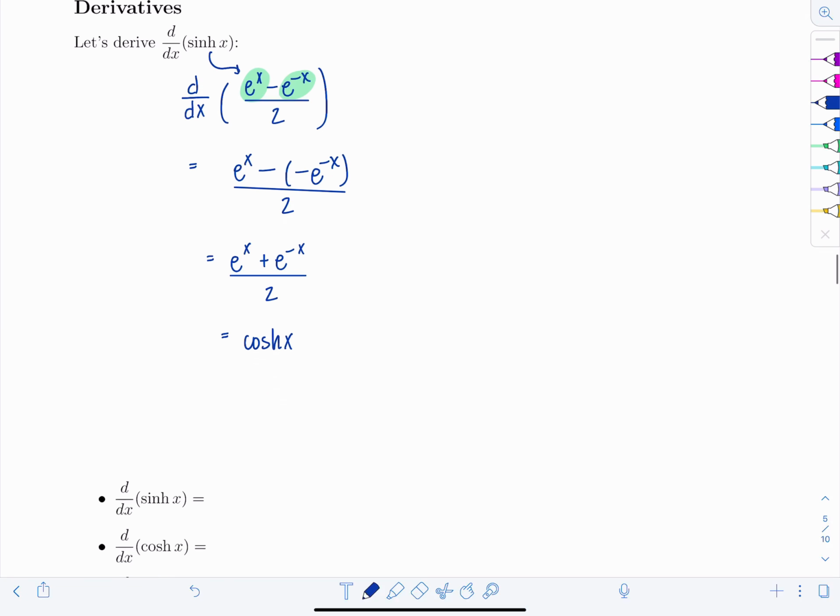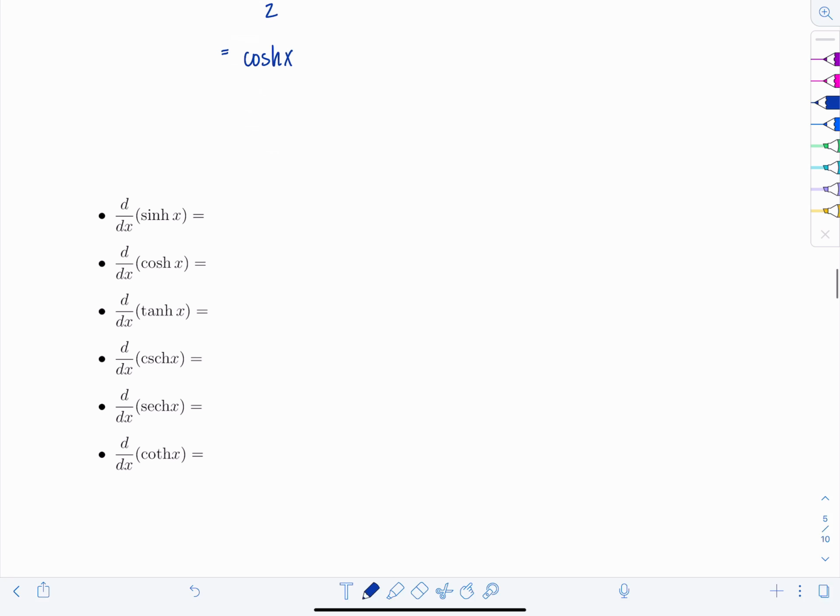Oh my goodness. So let's list out the rest. I won't derive them all for you. If you want to do a few as you're winding down to sleep, go for it. So the derivative of cosh of x is, what do you think? It's sinh of x. There's no negative. I know. Derivative of tanh of x is sech squared of x.